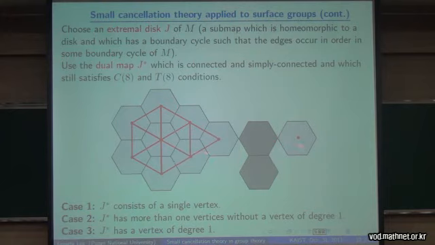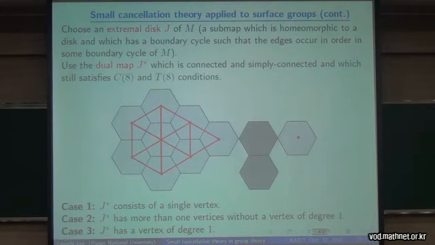In our case, this is actually an octagon, 8 edges. So the boundary cycle passes through all 8 edges, which means that a single X and the X bar should occur in between. So that's an obvious contradiction. So case 1 is an obvious contradiction.